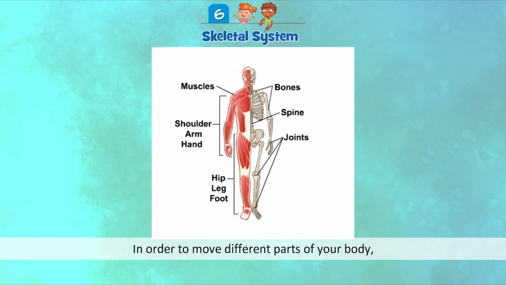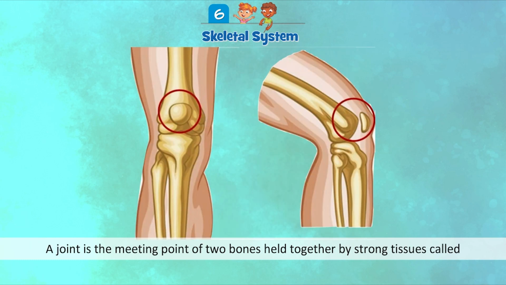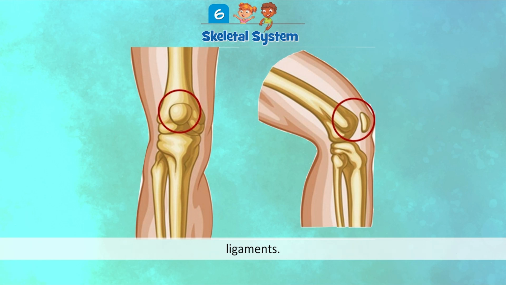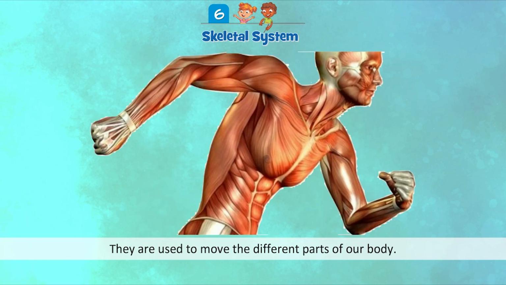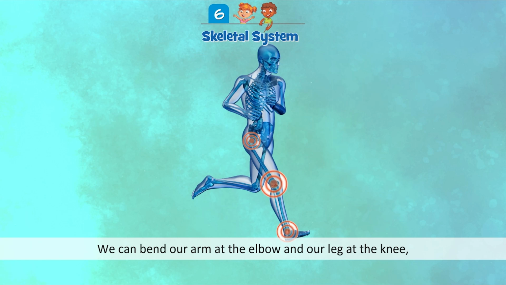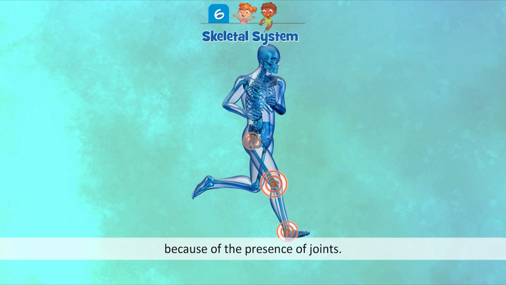Joints. In order to move different parts of your body, you need the help of joints and muscles. A joint is the meeting point of 2 bones held together by strong tissues called ligaments. They are used to move the different parts of our body. We can bend our arm at the elbow or our leg at the knee because of the presence of joints.